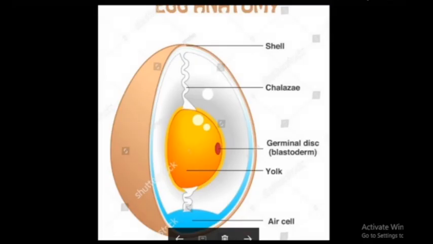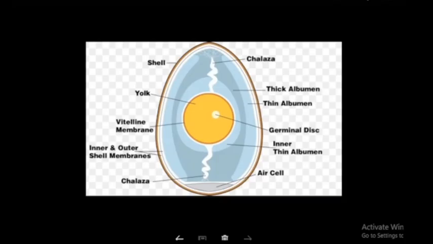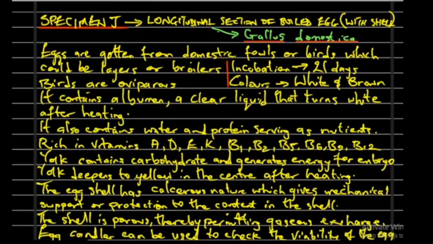And this is another picture to help us understand what we are talking about. So you can see the albumin having the chalaza up and below the yolk. The yolk has its blastodem, and then the outermost shell of the egg. We can see that it has a vitelline membrane also in the egg. So that is about the boiled egg.